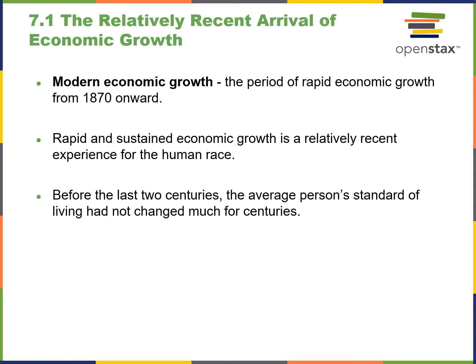We look at modern economic growth really going from 1870 onward, and that correlates with the advent of probably the second phase of the Industrial Revolution, where mass production and people working in factories became more of a regular situation than, let's say, previously, where America was more of an agrarian society. Rapid and sustained growth is a relatively recent experience in the human race. You can kind of take a look at how things had evolved.